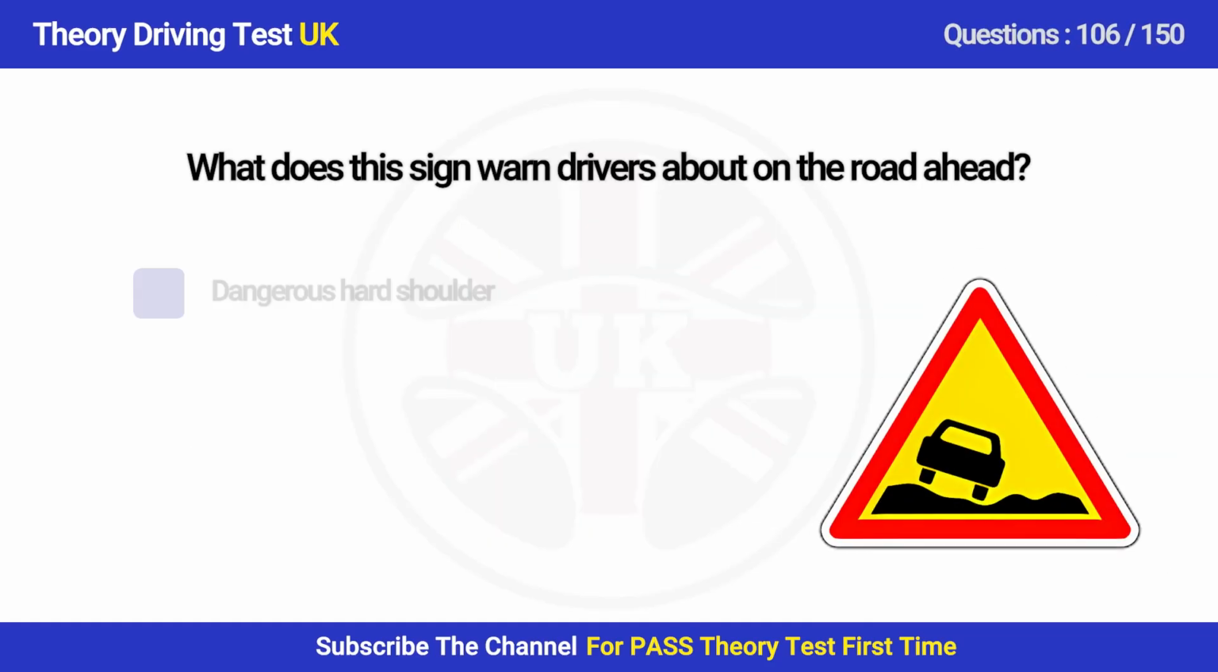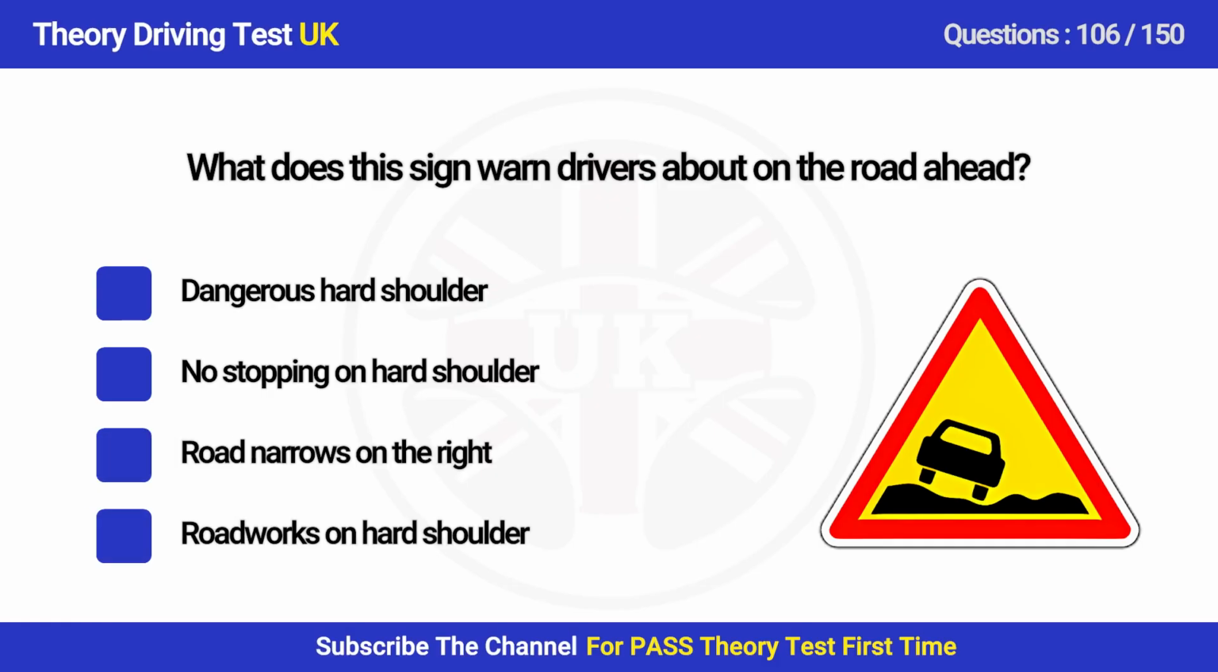Question 106. What does this sign warn drivers about on the road ahead? A. Dangerous hard shoulder. B. No stopping on hard shoulder. C. Road narrows on the right. D. On hard shoulder.